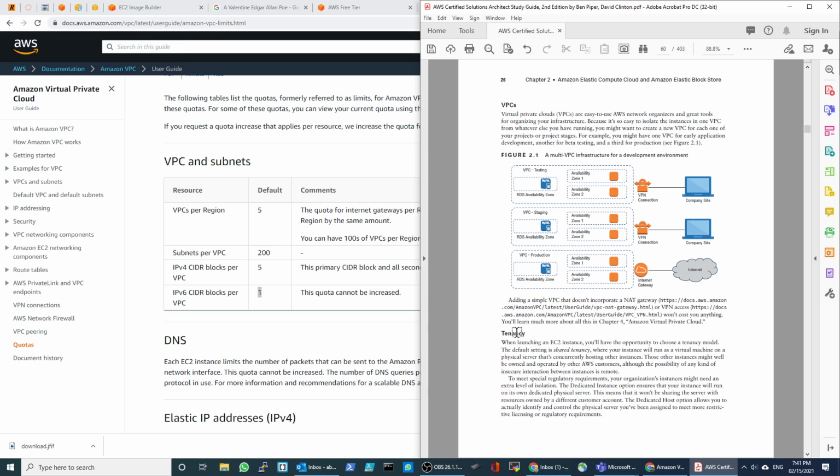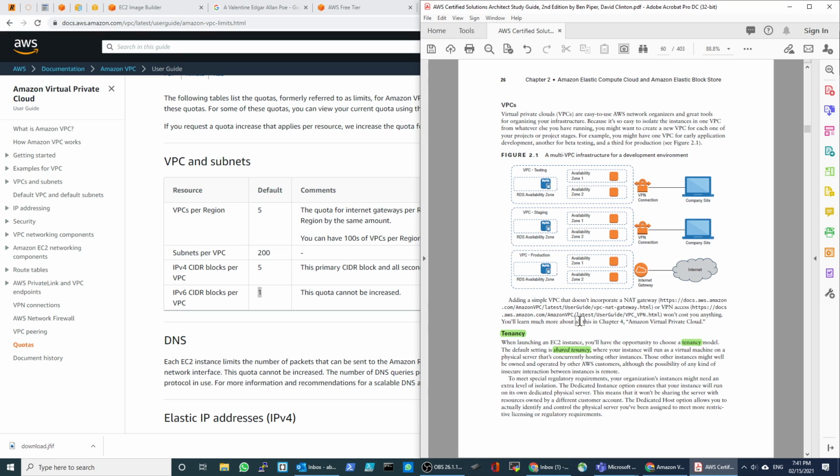Then after that, an important topic is tenancy. When launching the EC2 instance, you have the opportunity to choose the tenancy model. The default and the cheapest is shared tenancy. You have EC2, but it's not hardware for you only. Others have EC2s on it, so it might be a security issue. The government maybe does not allow that.